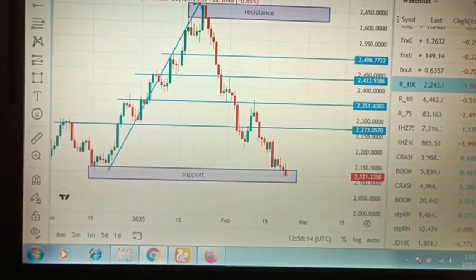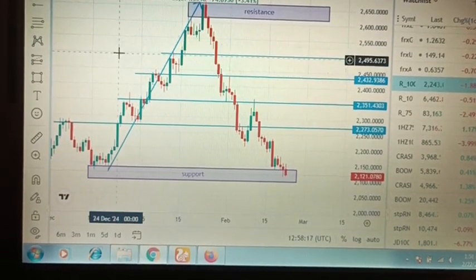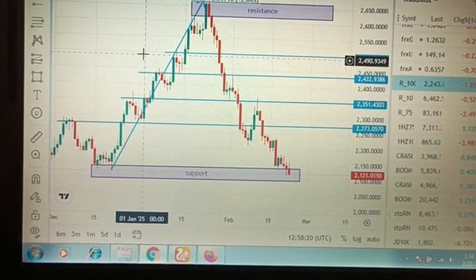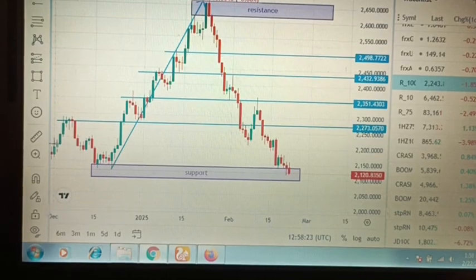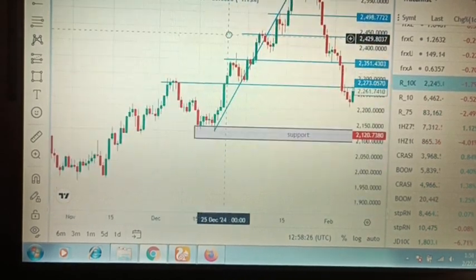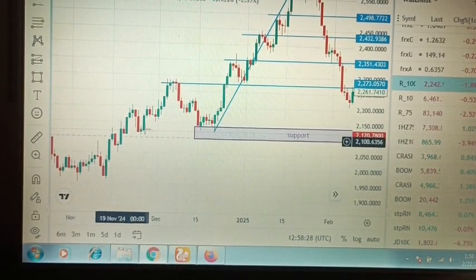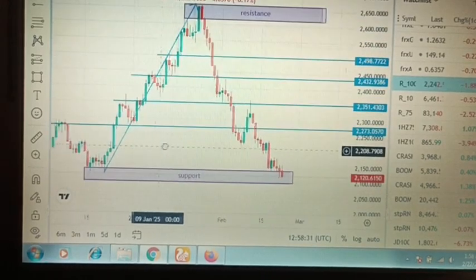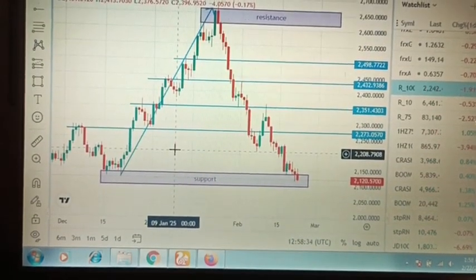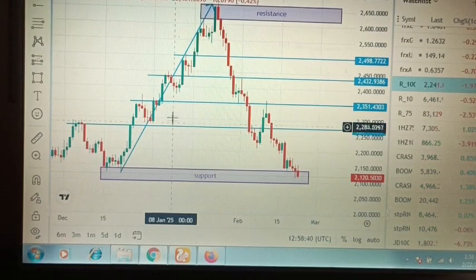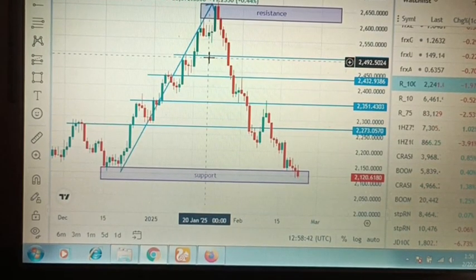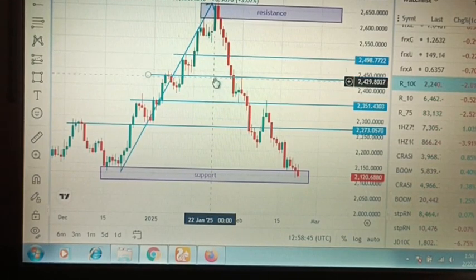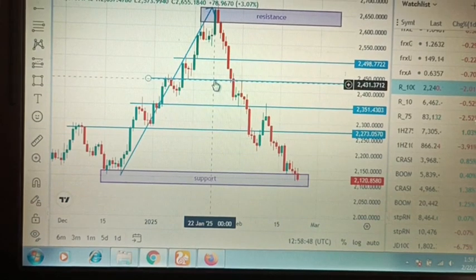If you check very well, if you go back in time, I don't want to destroy this explanation, but you can see this is the support. I will explain what we did in the chat. So this is the support. Now, if you check very well, here was a resistance. This place here will now be support. Once price breaks a resistance, the resistance becomes support.